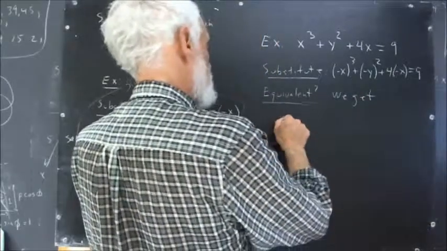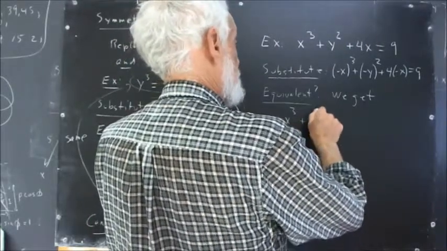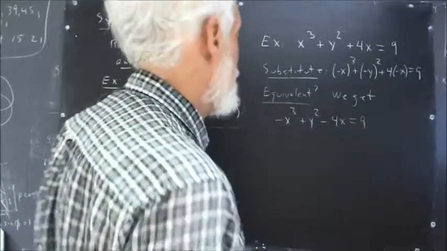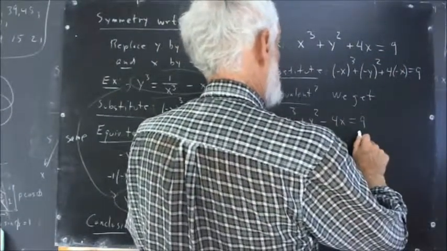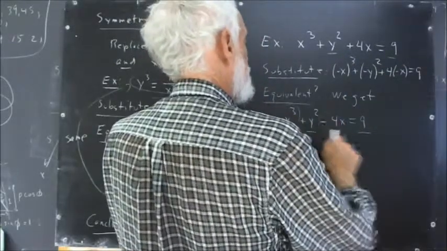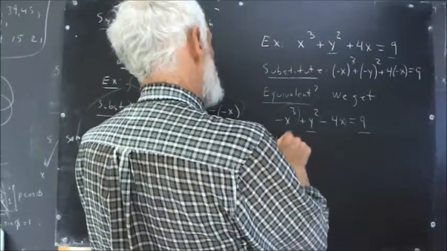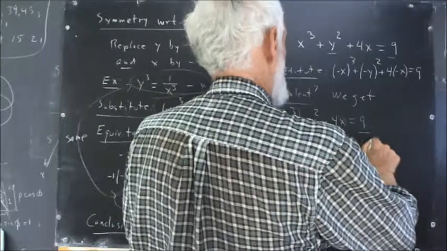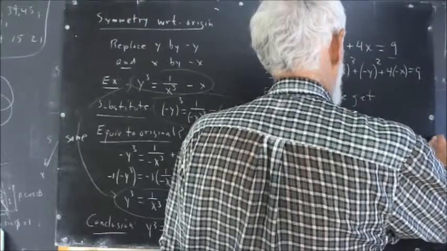when we expand these terms, negative x cubed plus y squared minus 4x equals 9. Okay, this agrees with the 4 and the 9. So the y squared and the 9 are the same, but the x cubed and the negative 4x have opposite signs. So this is not equivalent. This is not symmetric with respect to the origin.